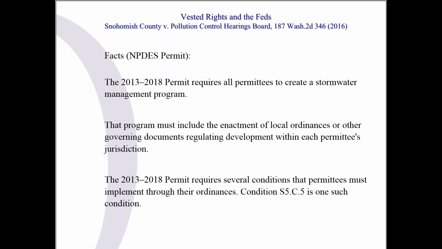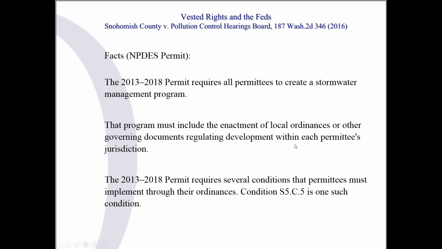And what that permit did is essentially it required all those local jurisdictions to put together a stormwater management plan. That's where those huge stormwater management manuals come from. That's part of each individual jurisdiction's program. And it includes the enactment of local ordinances where you're adopting that stormwater manual by reference and other documents regulating development within each permittee's jurisdiction. And that permit also contains several conditions that all those cities and counties had to abide by.